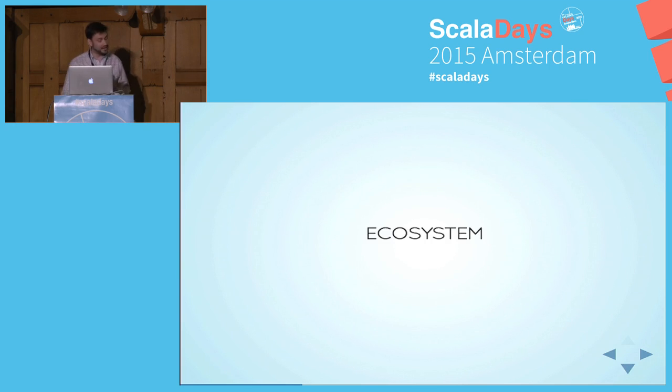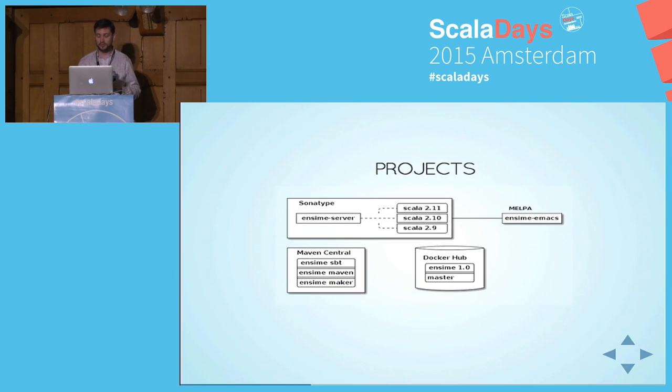Okay, so that's the Ensime server, but it's worth pointing out this is not just one project. The Ensime server has its own repository on GitHub, but there are 3 different branches. We really have to maintain it that way because the API changes so much between major releases of Scala that we really need to maintain separate branches. But the Emacs code is on a completely separate repository, and the server doesn't depend on that at all.